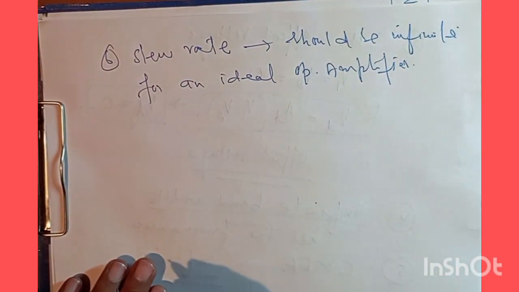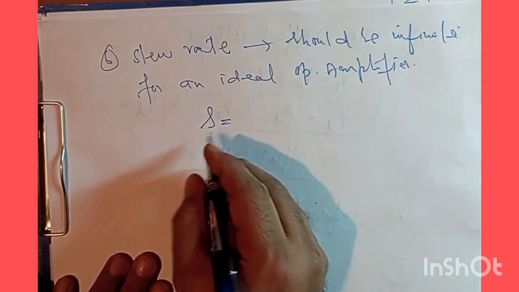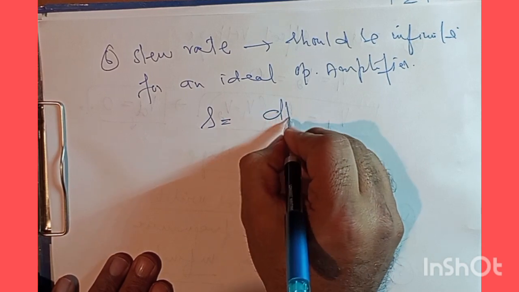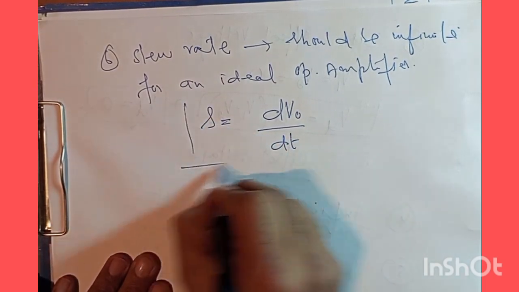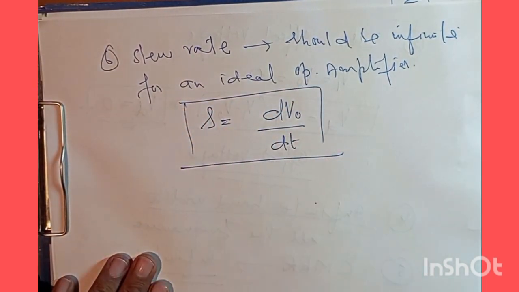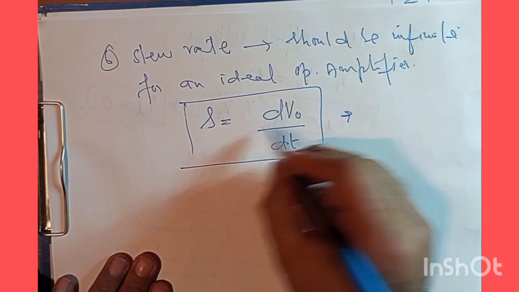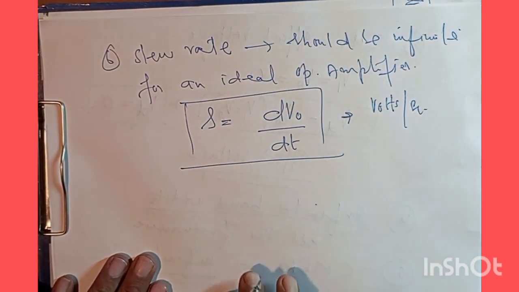And how do we define this slew rate? Let us assume that it has a symbol S. Then this slew rate is defined as the time derivative of output voltage, right? So the time derivative of output voltage is defined as the slew rate. And for an ideal operational amplifier, its value should be infinite, and it can be measured in volts per second, right?